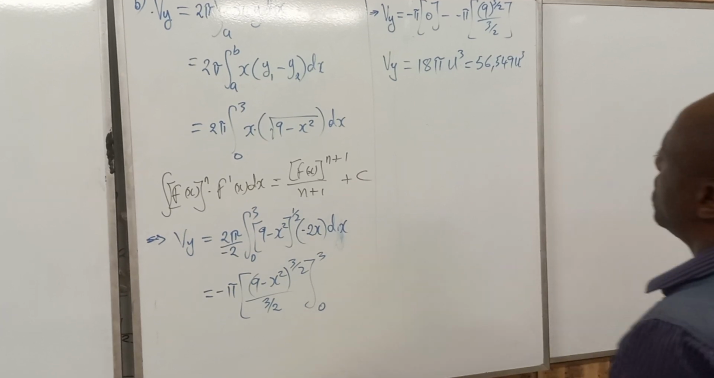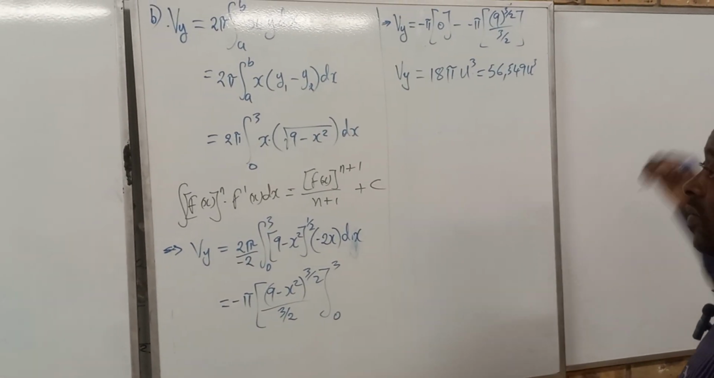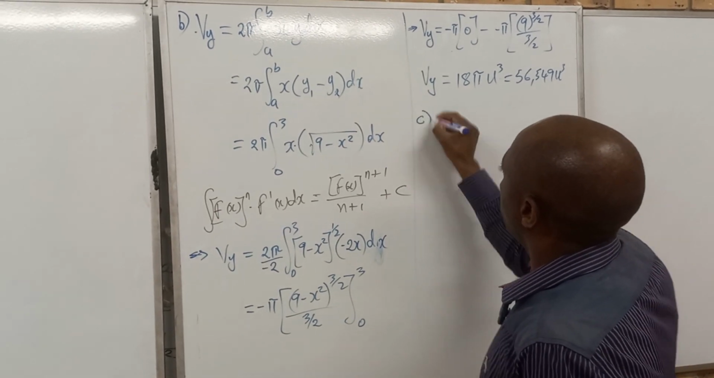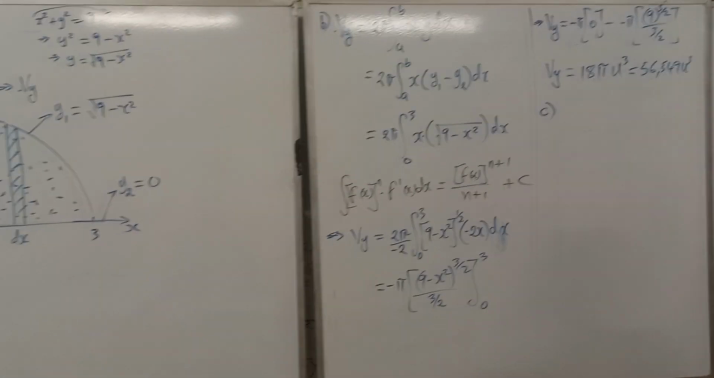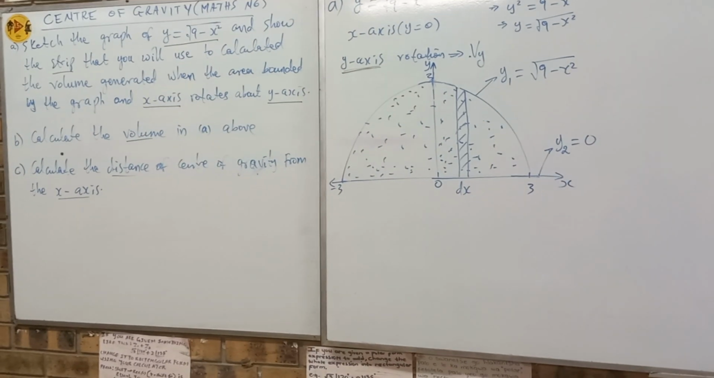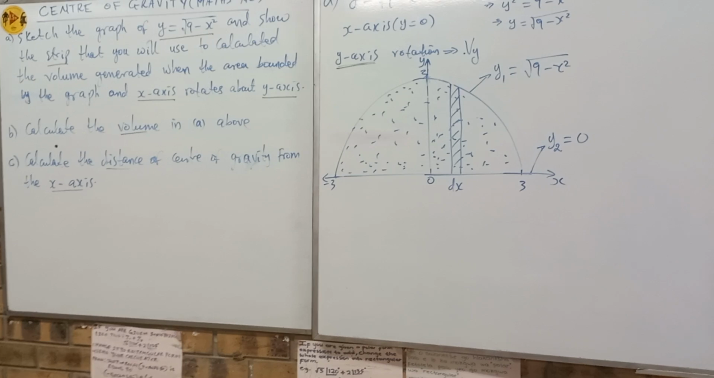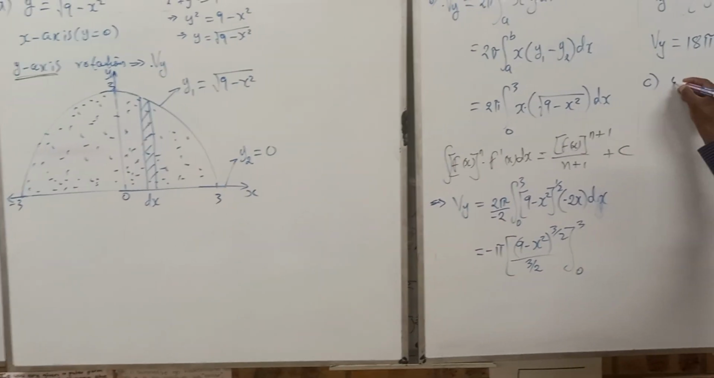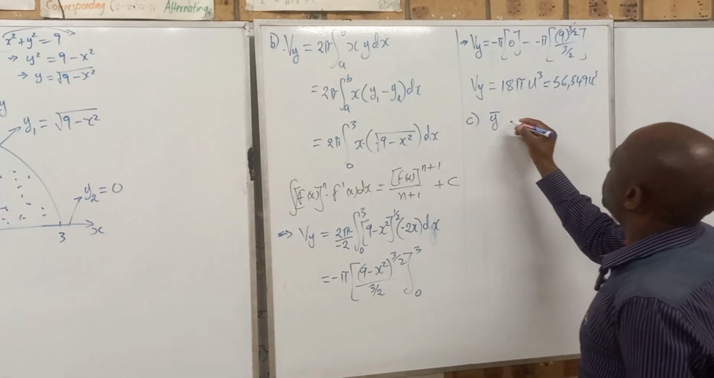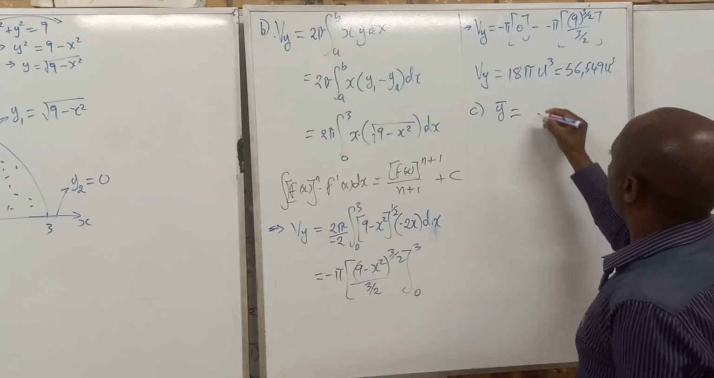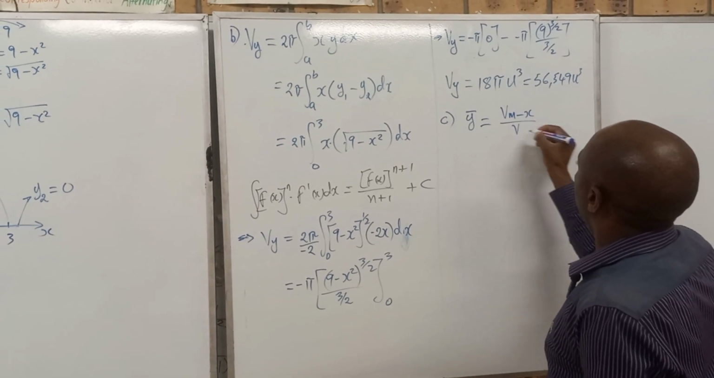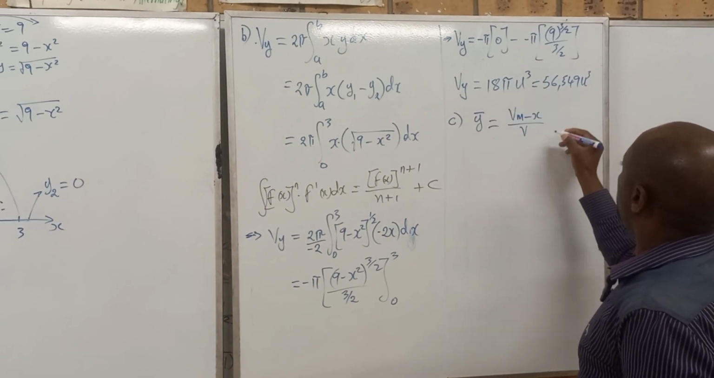So you can either leave your answer of volume in terms of pi or in terms of decimals. So that's how we get our volume. Then we can now go to the last part, which says calculate the distance of the center of gravity from the x-axis. The meaning of that, distance of center of gravity from x-axis, is simply the y-ordinate of the center of gravity, which on page 5 of our formula sheet is defined as volume moment about x over the volume. Now the volume is the 18 pi we've got.